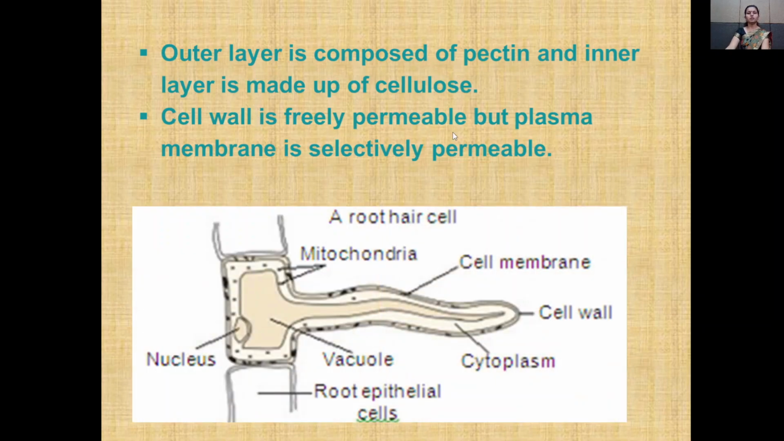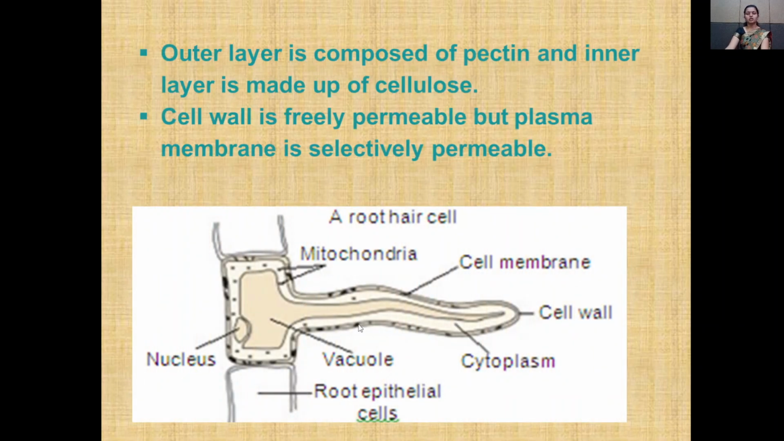The cell wall is freely permeable, but the plasma membrane is selectively permeable. Freely permeable means that from outside the plasma membrane, through the cell wall, some materials enter inside, but only selected molecules go inside the plasma membrane, which is called selectively permeable.